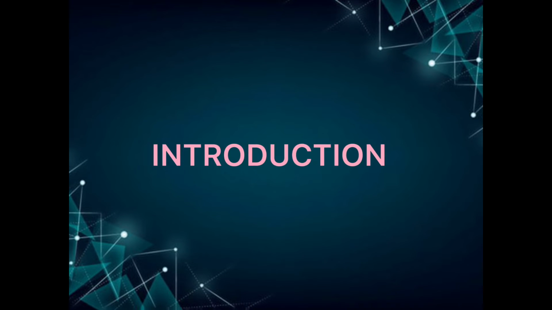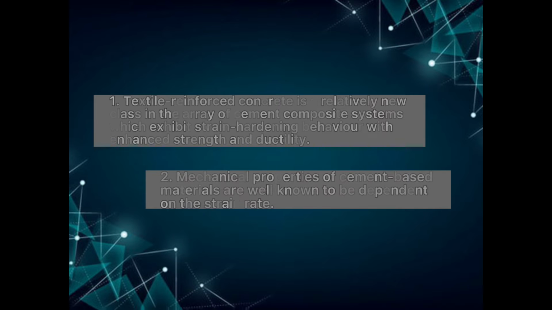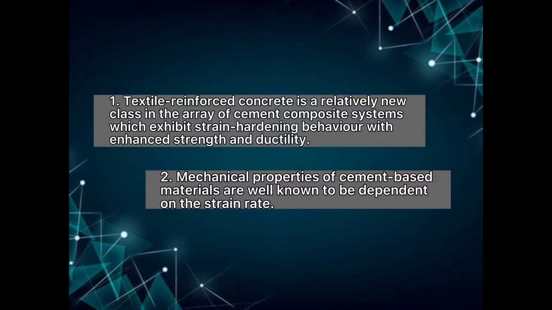Next, I will give a brief introduction of this article. Textile-reinforced concrete is a relatively new class in the array of cement composite systems which exhibits strain hardening behavior with enhanced strength and ductility. This material is strong enough to be used for production of load-bearing structural members in applications such as structural panels, impact and blast-resistant structures, repair and retrofit, earthquake remediation, strengthening of unreinforced masonry walls, and beam-column connections. Next, mechanical properties of cement-based materials are well known to be dependent on the strain rate.